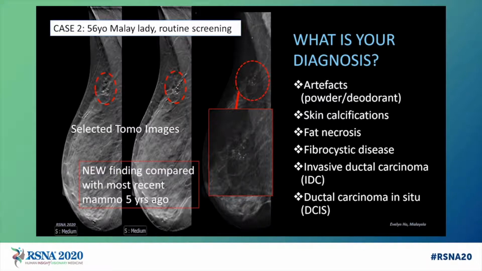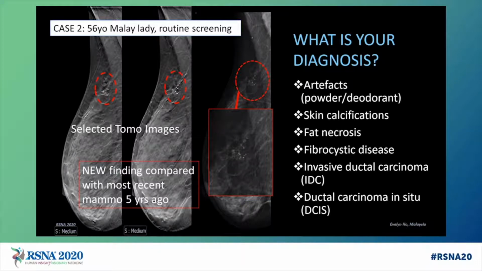Despite recommendations to do biennial mammograms, the onus is on the health-seeking initiative of the patient. This illustrates one of the features of opportunistic screening. In the approach to calcifications in the axillary tail, we should exclude skin calcifications, now easily done with tomo, and artifacts from powder or deodorant application.